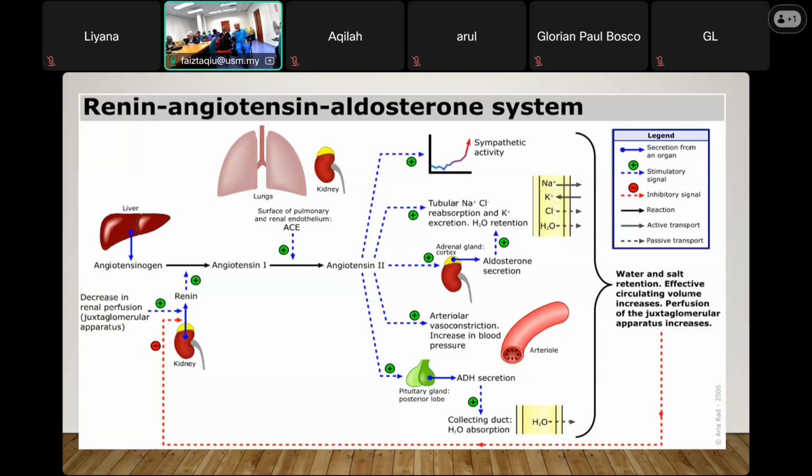Next point, and then it will also go to the pituitary gland. Which lobe of the pituitary gland? Posterior lobe. What does it stimulate? It will stimulate ADH secretion. So ADH secretion will lead to water reabsorption at the collecting duct.